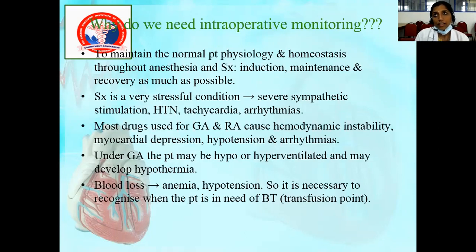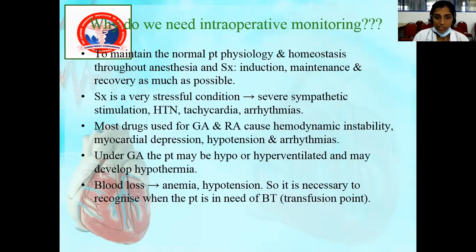So the question arises, why do we need intraoperative monitoring? See, when we are giving anesthesia to a patient, there are a lot of physiological changes going on with the patient. The homeostasis of the patient is disturbed, especially during induction and recovery. And apart from that, we all know that undergoing a surgery is a very stressful condition. It leads to sympathetic stimulation in the body, catecholamine surge, which can predispose to hypertension, tachycardias, and arrhythmias.